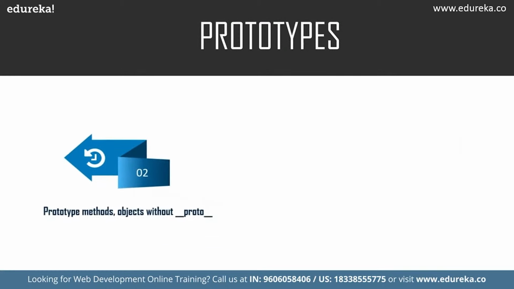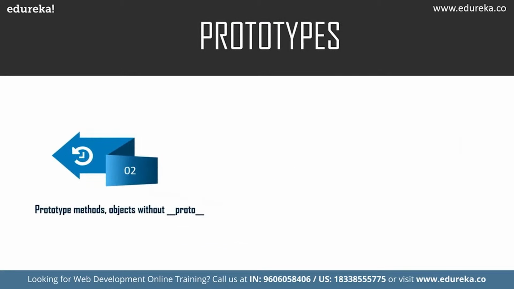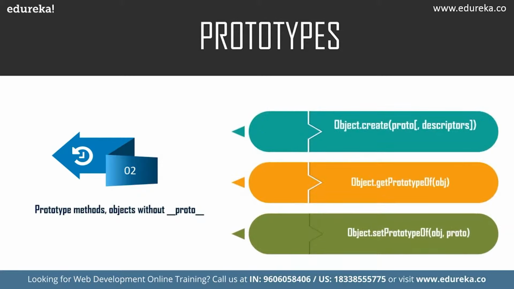Now the next one is the prototype methods, objects without __proto__. So in prototypal inheritance, we used the __proto__, but this is an outdated method now. So here we will have a look at the modern methods to set up a prototype. So the first one is to take Object.create(proto, descriptors). It creates an empty object with given proto as prototype and optional property descriptors. The second option is just take Object.getPrototypeOf and then take object inside the function. So this will return the prototype of the object.